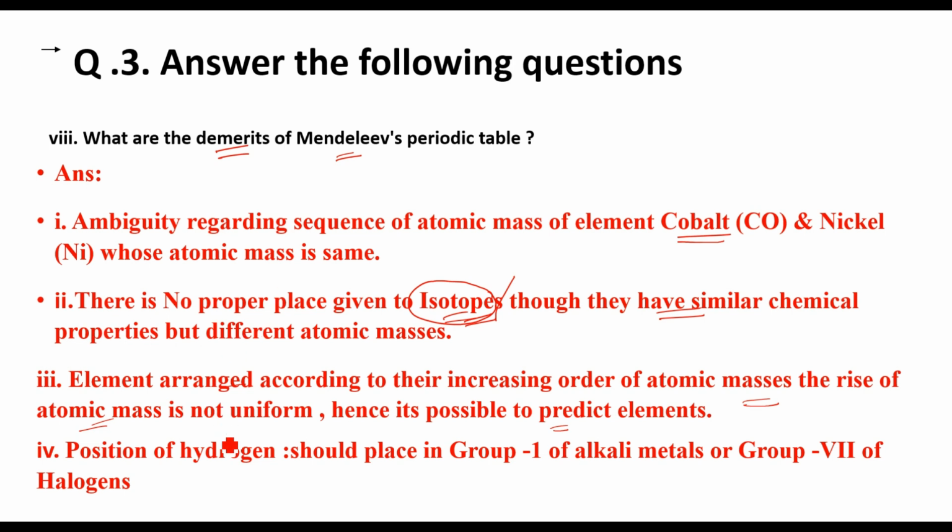Similarly, there is the position of hydrogen. The atomic number of hydrogen is 1 and it shows both properties. It has a valency of 1. If the valency is 1, it should be placed in group 1, or with a valency of 7, it should be placed in the group of halogens. Group 1 is called alkali metals. So there is confusion about where hydrogen should be placed, whether in group 1 or in group 7. That is the confusion regarding the place of hydrogen.